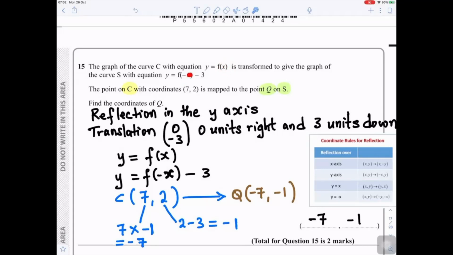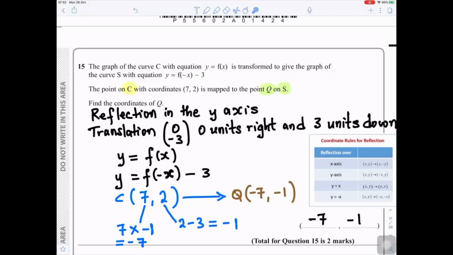What the minus x does is it reflects it in the y-axis. That is what f of minus x does. F bracket minus x, it reflects it in the y-axis. And then the minus 3 moves it 0 units right, and then moves it 3 units down. That's what the minus 3 means.